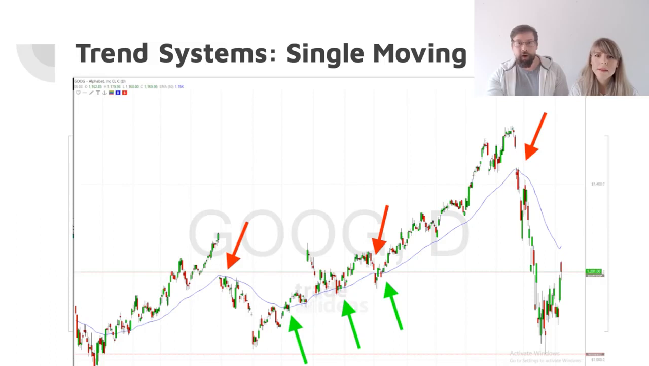And then you would have covered your short a few days later for a loss. So really nothing good. You would have maybe been up a little bit of money, maybe flat for all that.